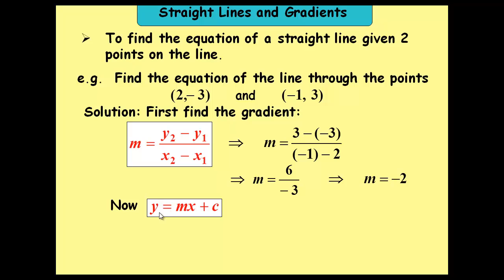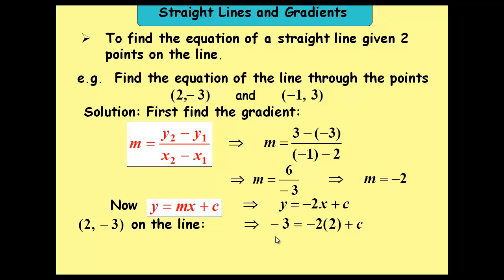We can now use that in y equals mx plus c. We have the gradient. We can use either point, doesn't matter which, as long as we're consistent and we use that x value with that y value, or that x value with that y value. So we're using minus 2 for our gradient, and then we'll use the first point, stick in the x and the y value to find c. We get c as 1, and then put the minus 2 as m and the 1 as c back in y equals mx plus c. And we get the line y equals minus 2x plus 1.